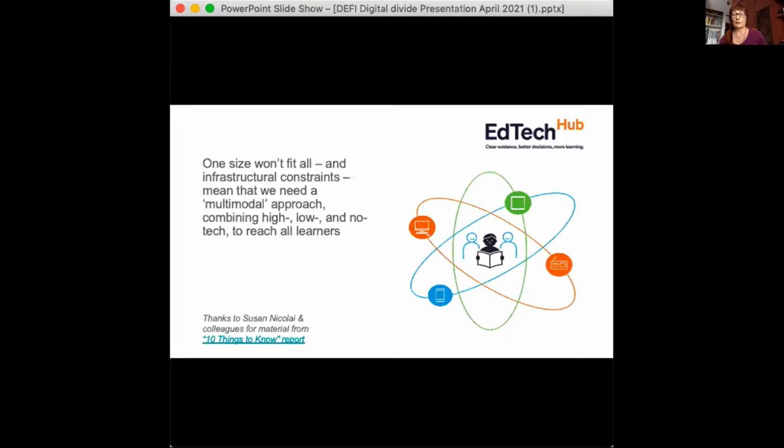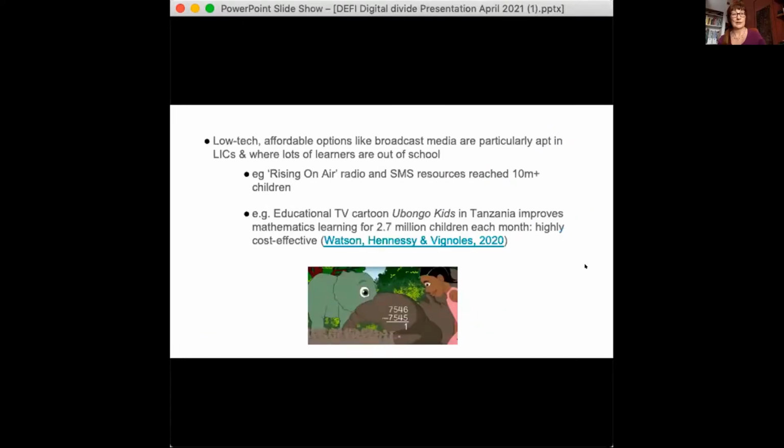A clear conclusion from lots of the work that we're doing is that one size doesn't fit all. Learners' needs are different, contextual needs are different, and also the infrastructural constraints vary enormously. So we need a multimodal approach, and we need to combine high tech, low tech, and actually no tech if we want to reach all the marginalized learners.